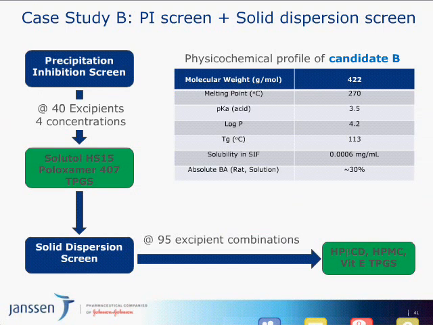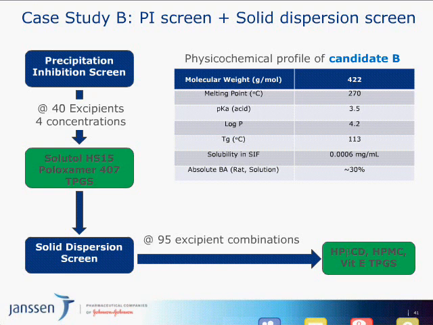This is a case study where a PI screen and a solid dispersion screen were included. We screened there for precipitation inhibition for 40 excipients at 4 concentrations, and we saw that Soluplus, poloxamer, and vitamin E TPGS were giving good results, so these were good inhibitors. After that, we started a solid dispersion screen where we included these 3 excipients as a ternary combination.